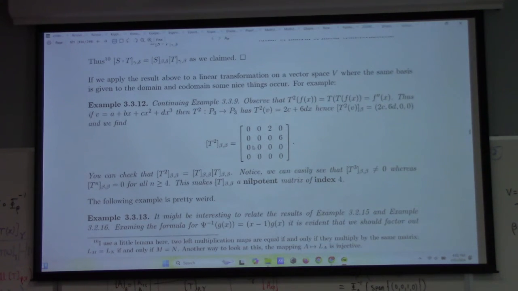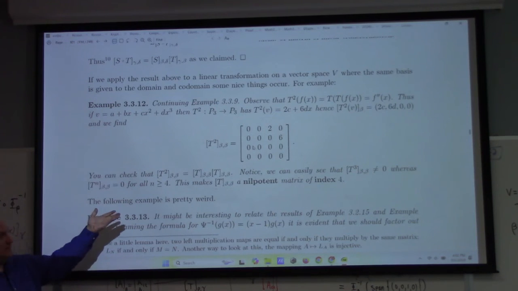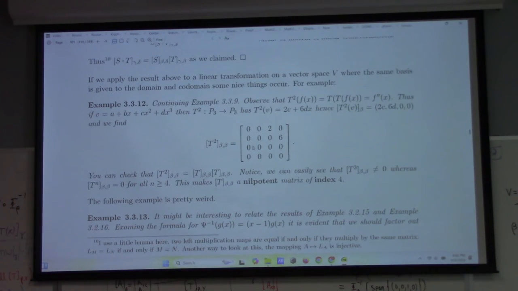So here's the second derivative map again, but what's the difference? Just like I made P3 the input and output, the domain and codomain both P3, which made us have a square matrix. But otherwise it's kind of the same example.